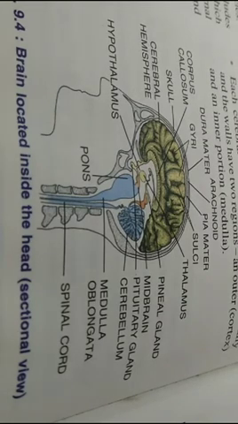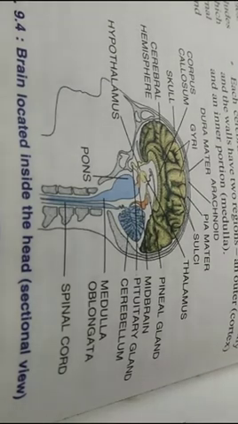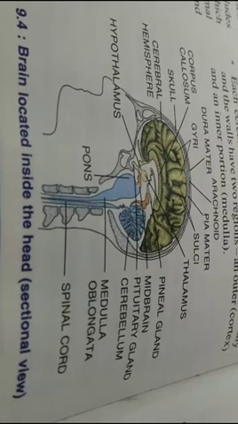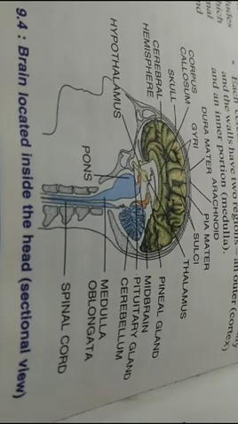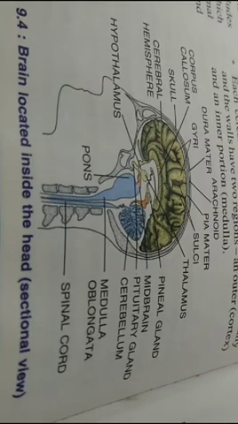The inner portion of the cerebrum consists of white matter, which mainly contains the nerve fibers or axons of the neurons, and so it is known as white matter. Gray matter is the outer cortex region and contains the cell bodies of the neurons. The inner portion contains the axons, called white matter.